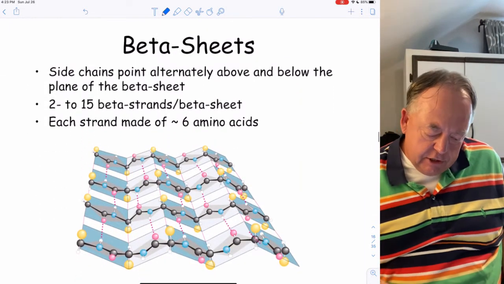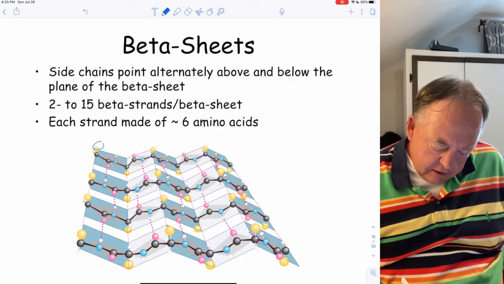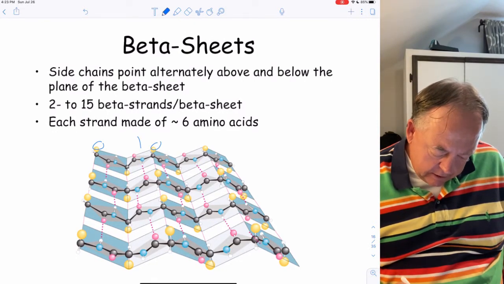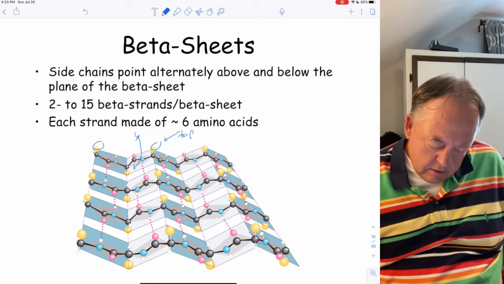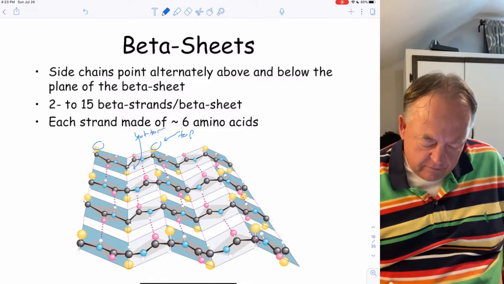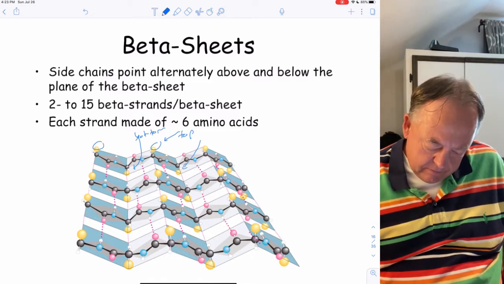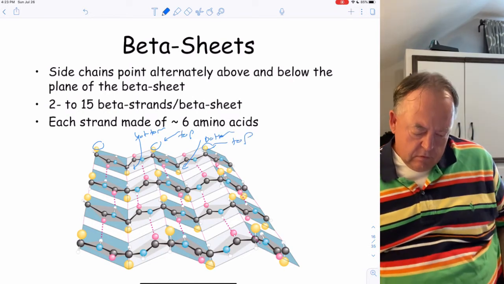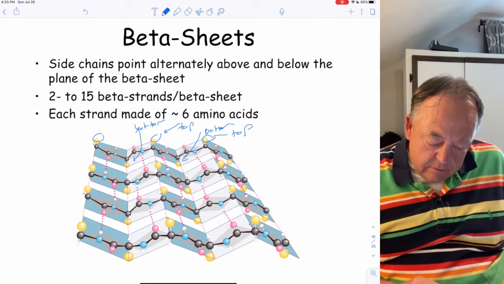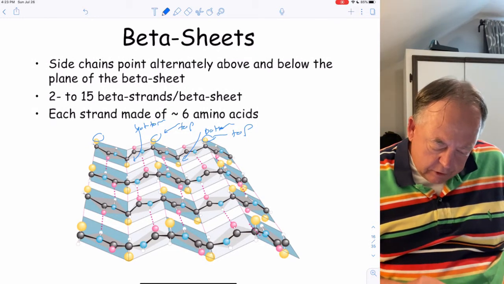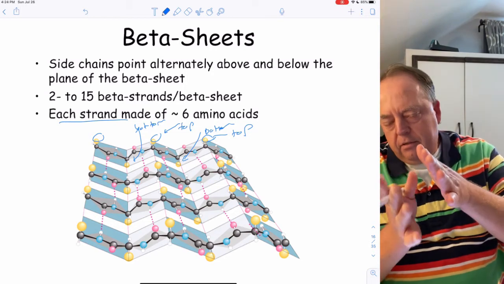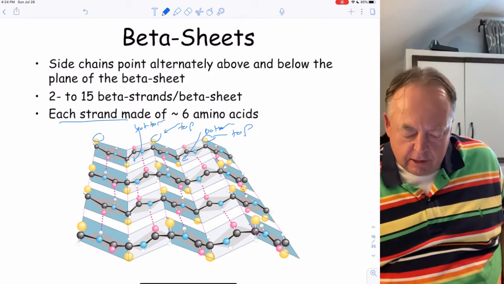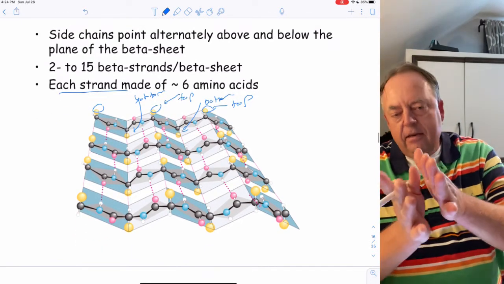And so in these beta sheets, this yellow represents the side chains. So you can see there's a side chain up, and then there's a side chain below the beta sheet, then one on top. So they alternate from being bottom to top to bottom. So beta sheets, each strand is made of about 6 amino acids or so, but again, they're just held together by intramolecular hydrogen bond interactions, and it kind of gives a flat area to the peptide.